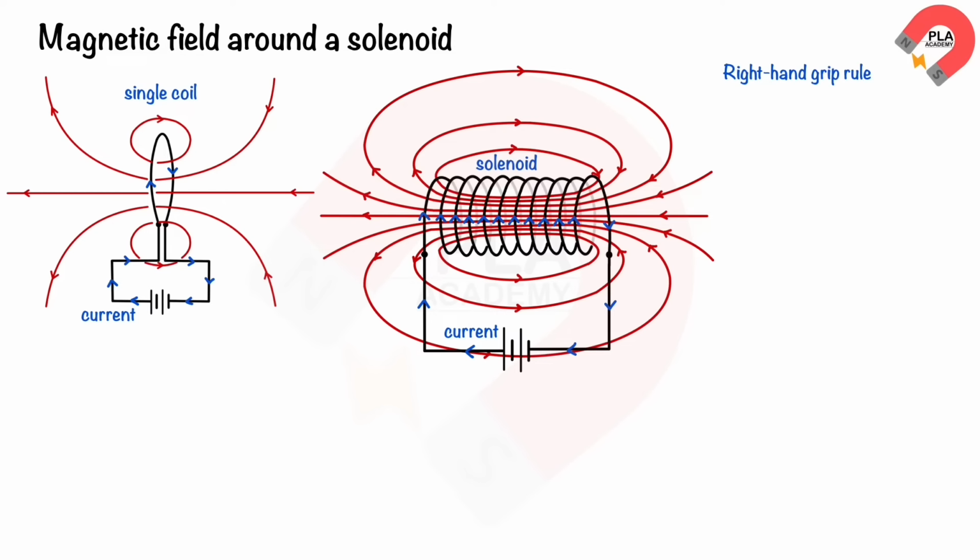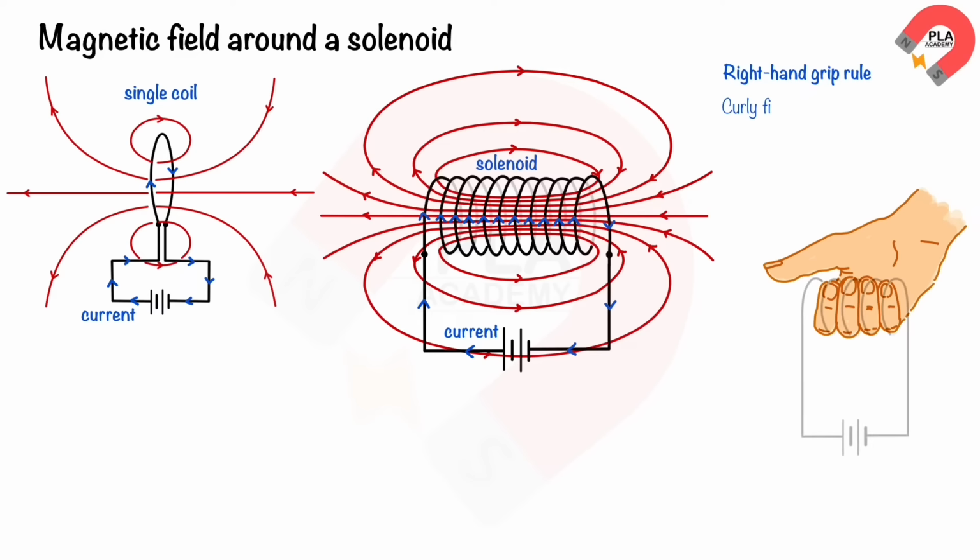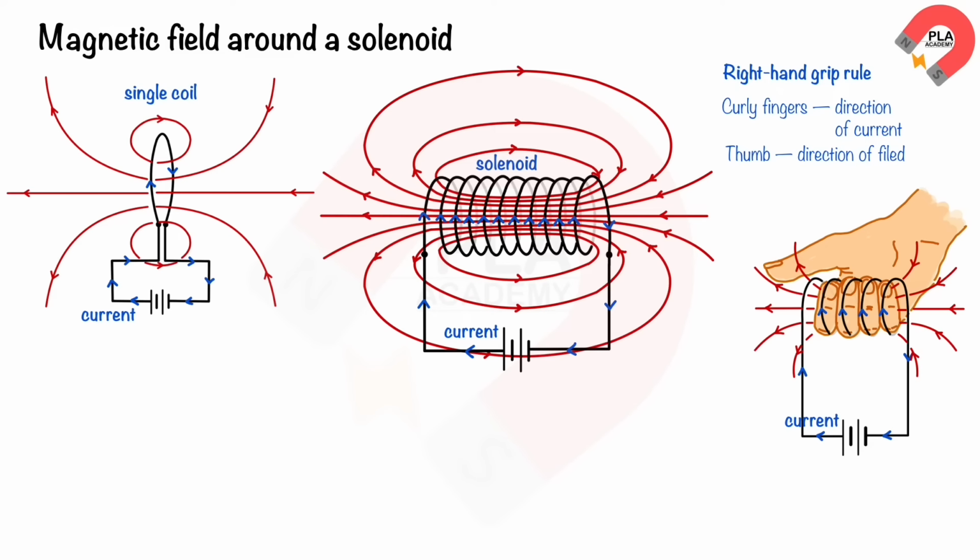The right-hand grip rule can be used to work out the direction of the magnetic field. The curled forefingers give the direction of the current in the solenoid. Thumb points along the direction of the field. This end of the solenoid is the North Pole. This end is the South Pole. The magnetic field pattern will look like the following.